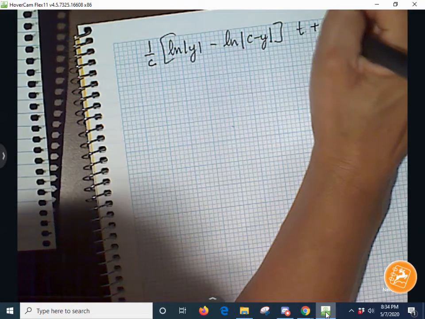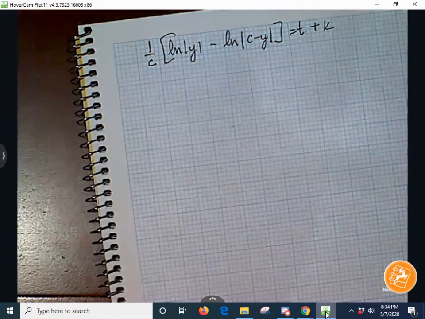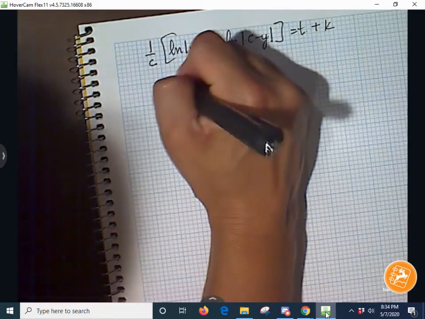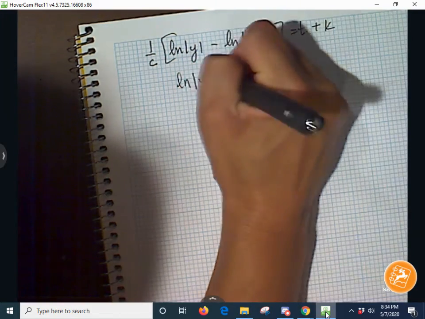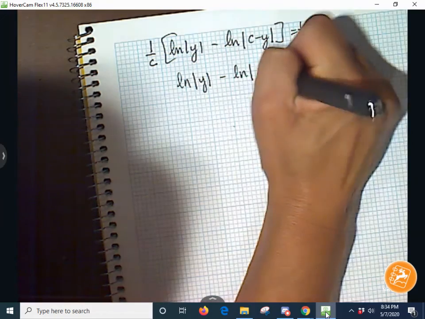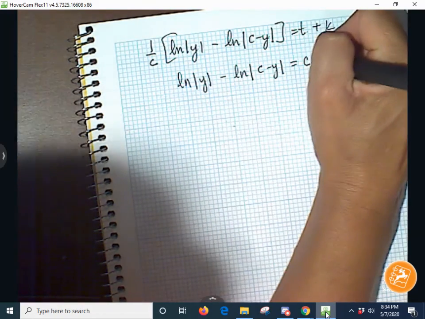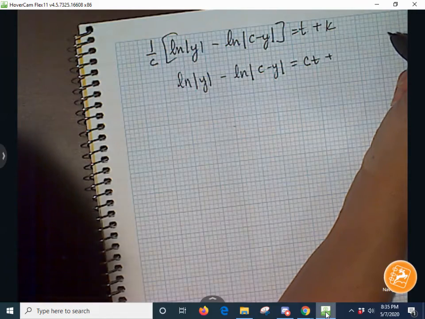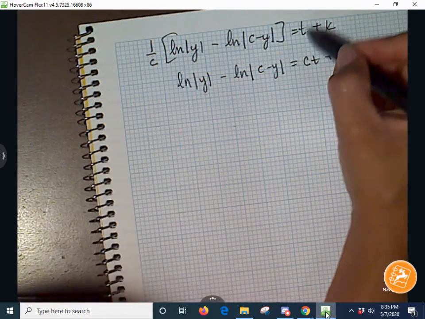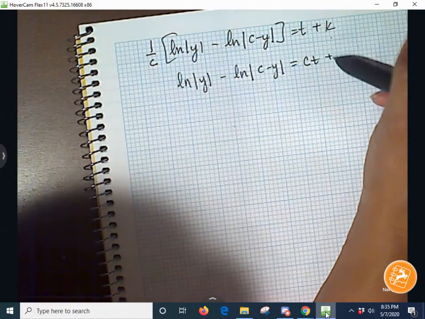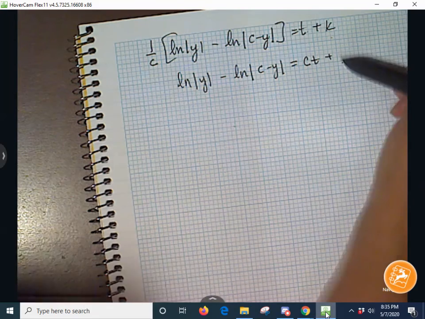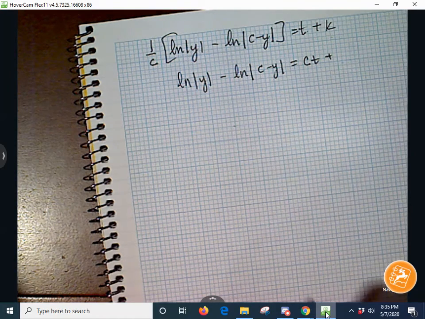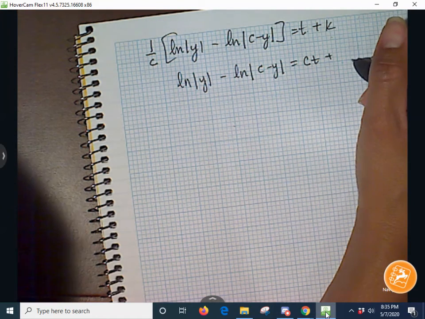T plus k. Okay, so now we can put that c over there. So I have natural log absolute value of y minus natural log absolute value of c minus y is equal to c t plus, and they left it as k. You can put a different variable if you want, because technically we're multiplying the whole thing. But a constant, c times a constant is a constant, okay?